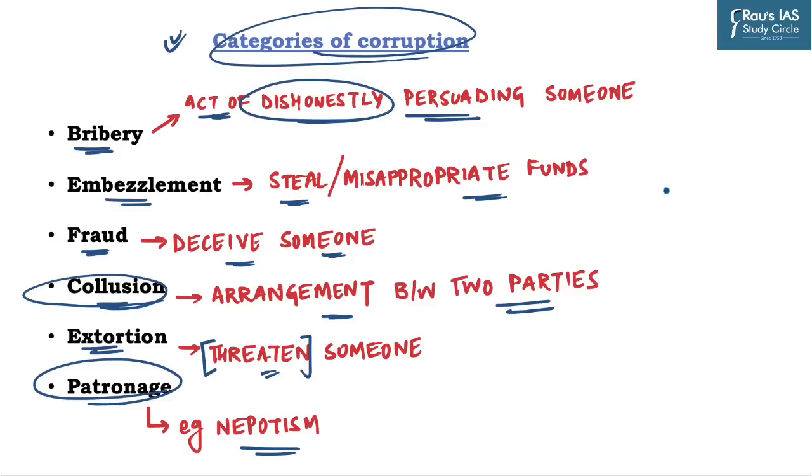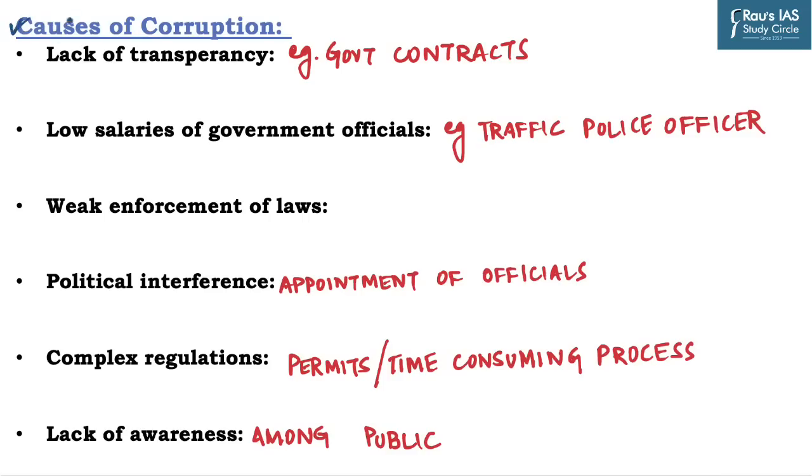So, we have discussed various categories of corruption in this particular slide. Now we will try to analyze the causes of corruption, why it is happening in our country despite stringent provisions and legislations against the corruption. Causes of corruption include: the first one is lack of transparency. For example, the process of awarding government contracts. In many cases, the contracts are awarded without competitive bidding and there is no public disclosure of the terms or parties involved. Hence, it is one of the major reasons of corruption in India.